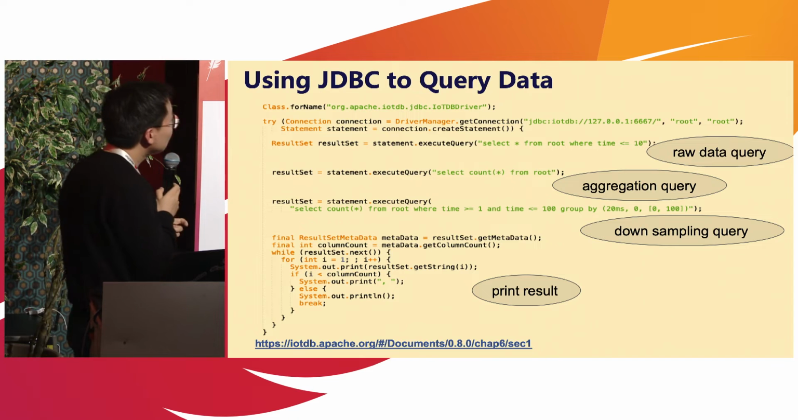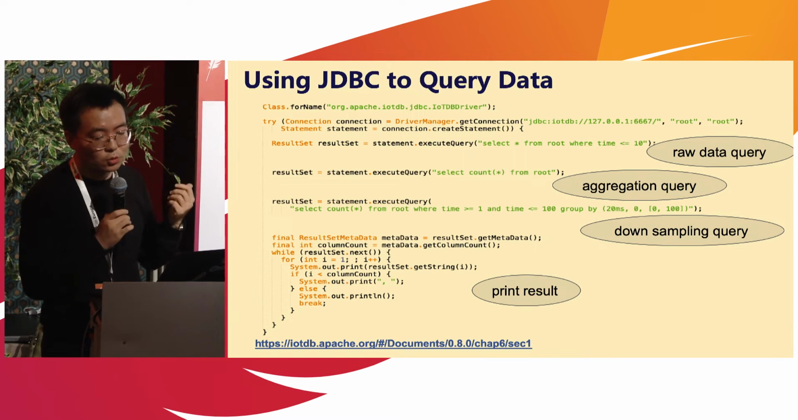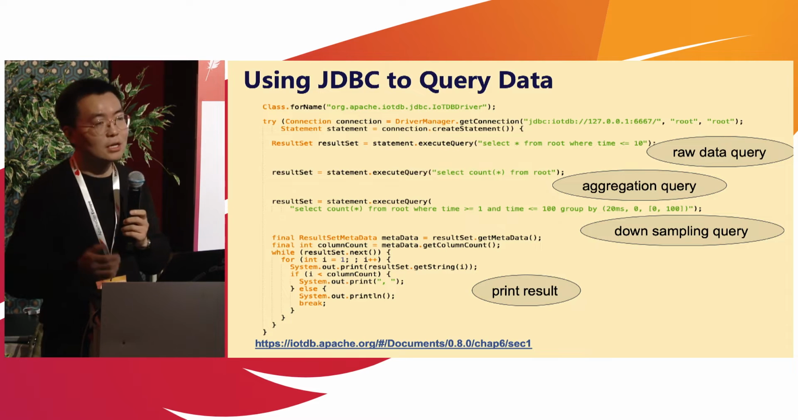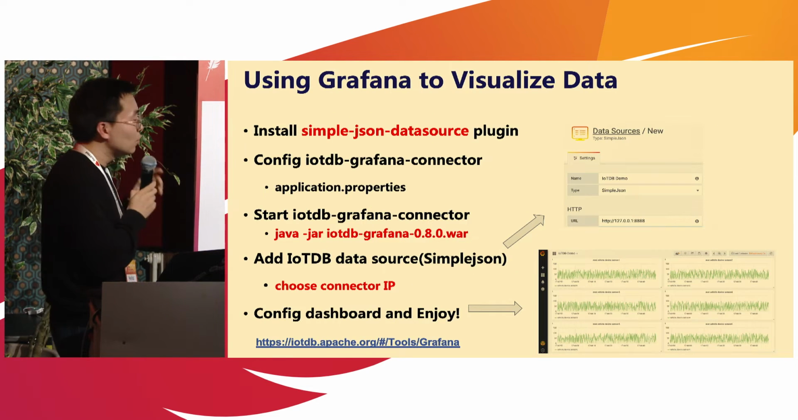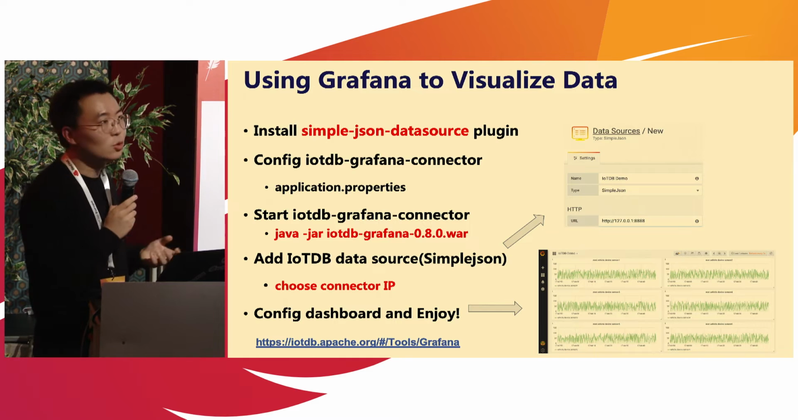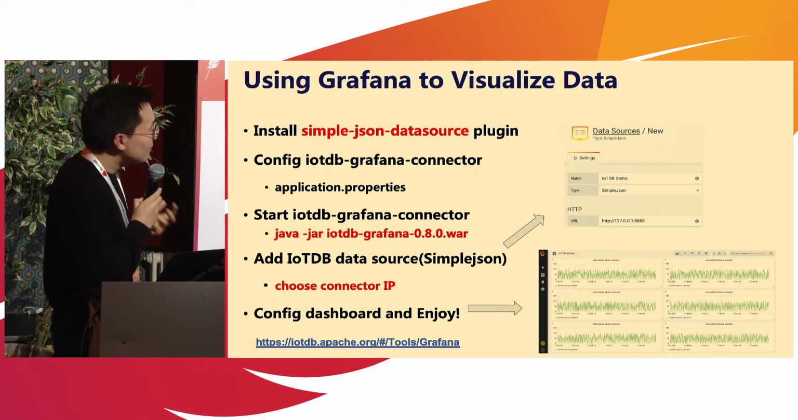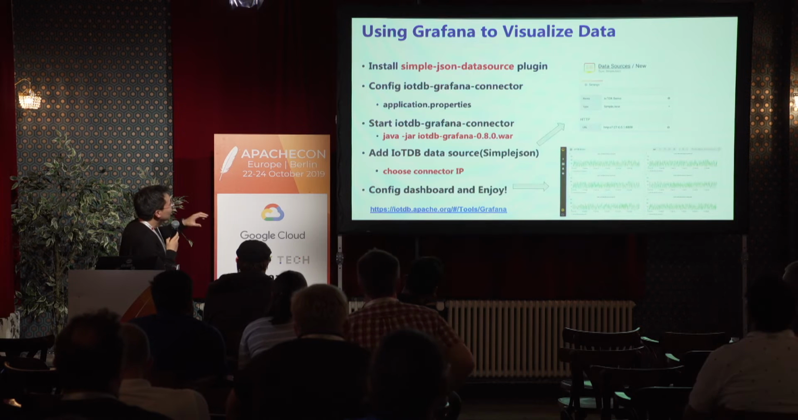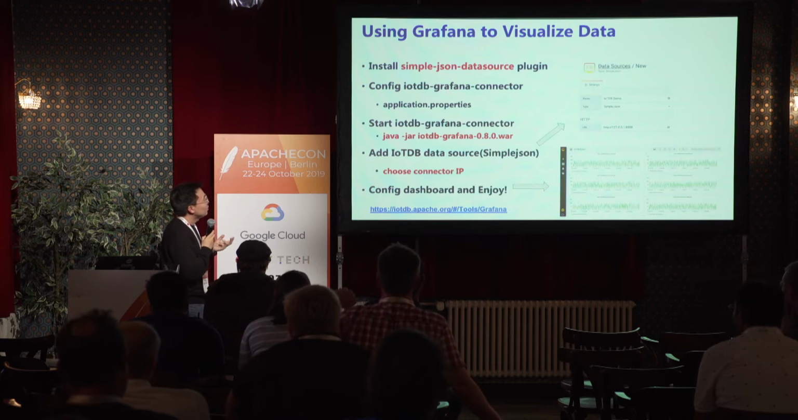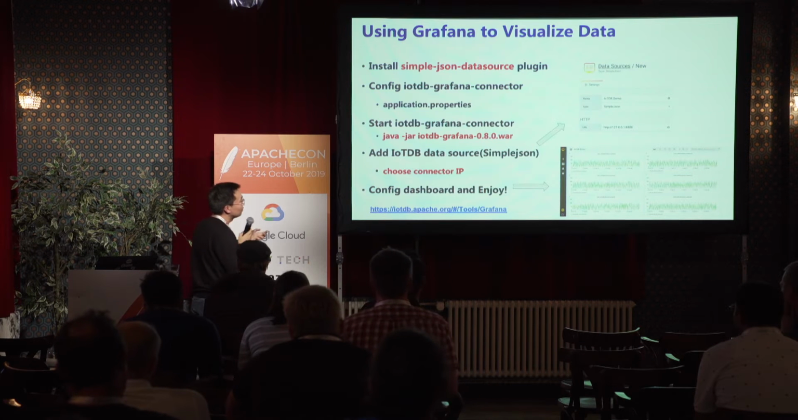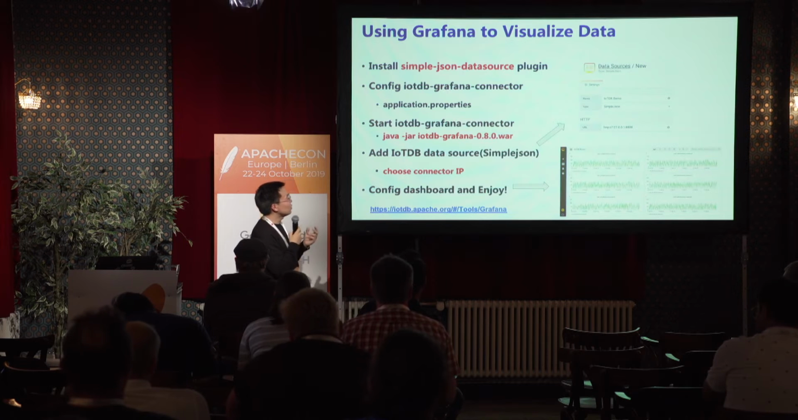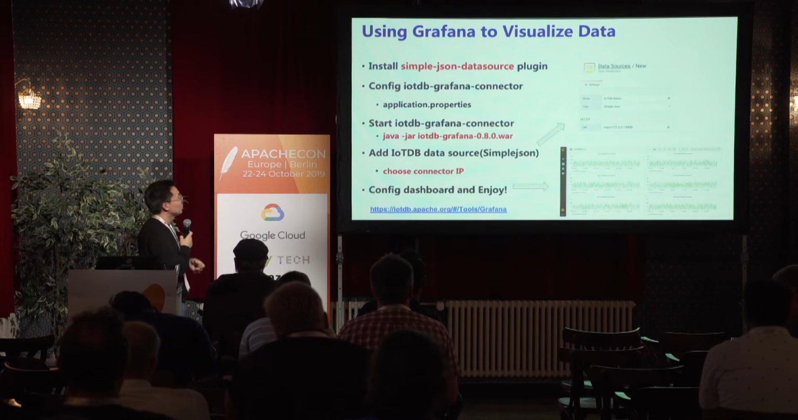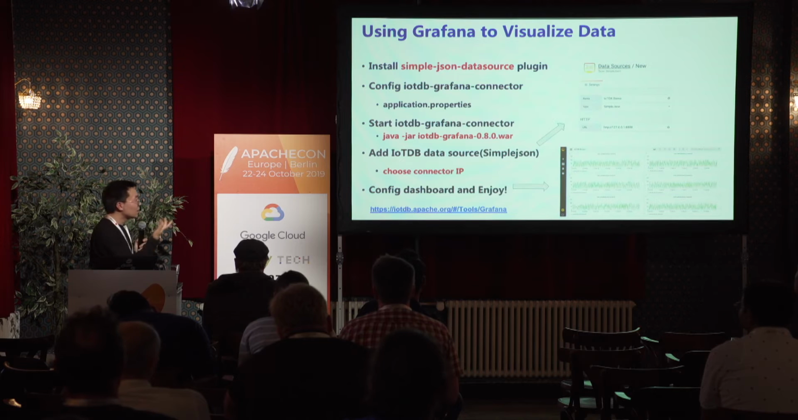And if you're using JDBC, you can use a result set to query data and scan the result. We have integrated IoTDB into Grafana by using Grafana's simple JSON plugin. We provide a RESTful server to convert IoTDB results to JSON format, so you can use the simple JSON plugin of Grafana to view the data in IoTDB.